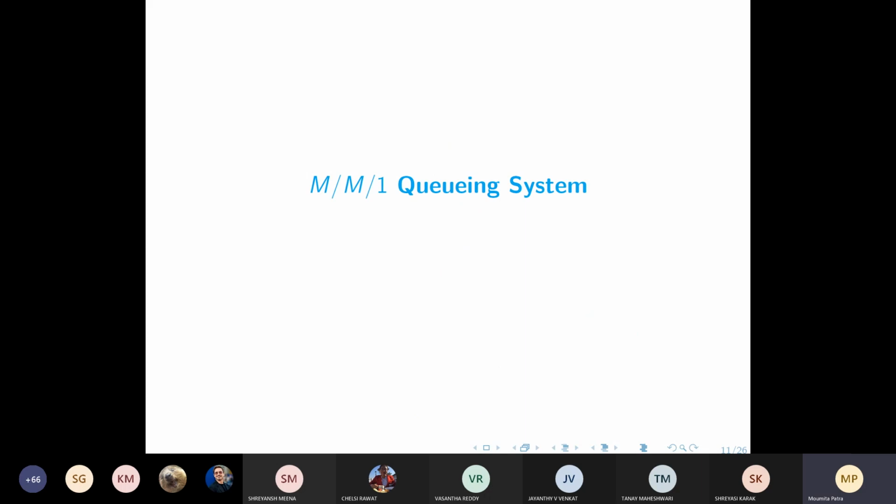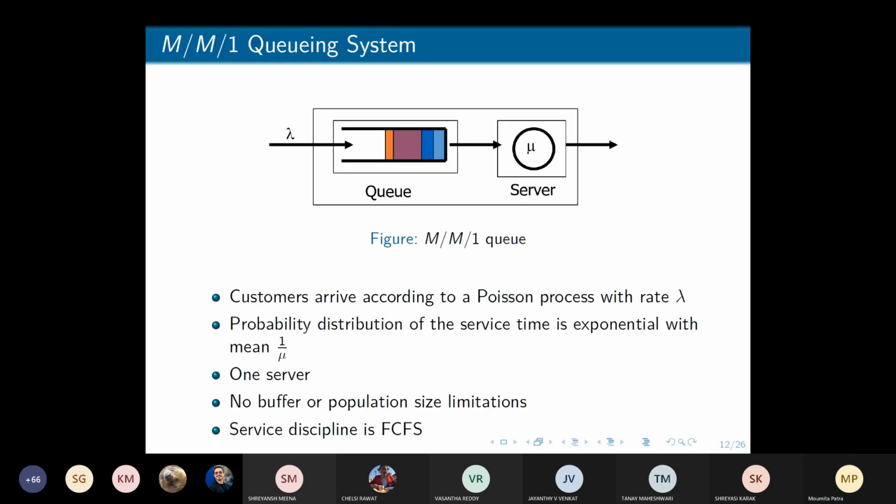All right. Now let's get to the M/M/1 queuing system. We have already known about Little's theorem. Now we will see different proofs of the M/M/1 queuing system. How do we find out the different values of an M/M/1 queuing system? This is how an M/M/1 queue looks like.